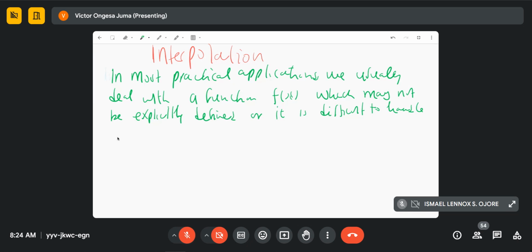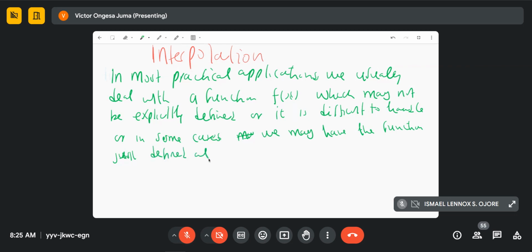Or in some cases, we may have the function just defined at some tabulated points.